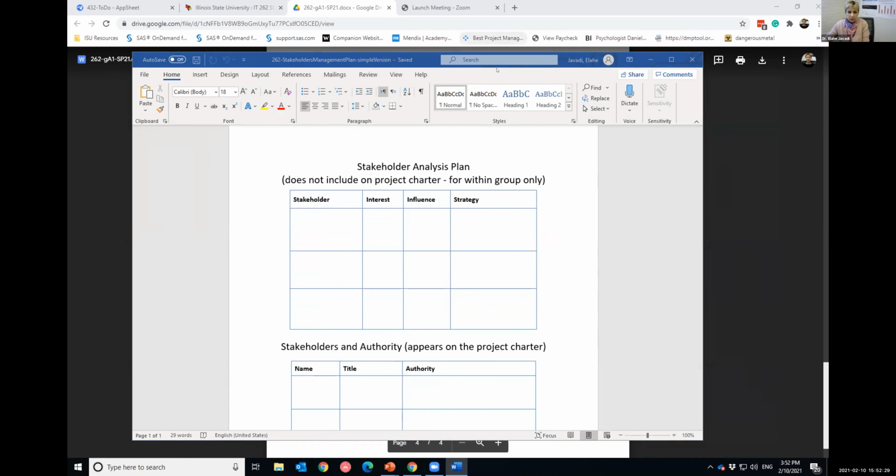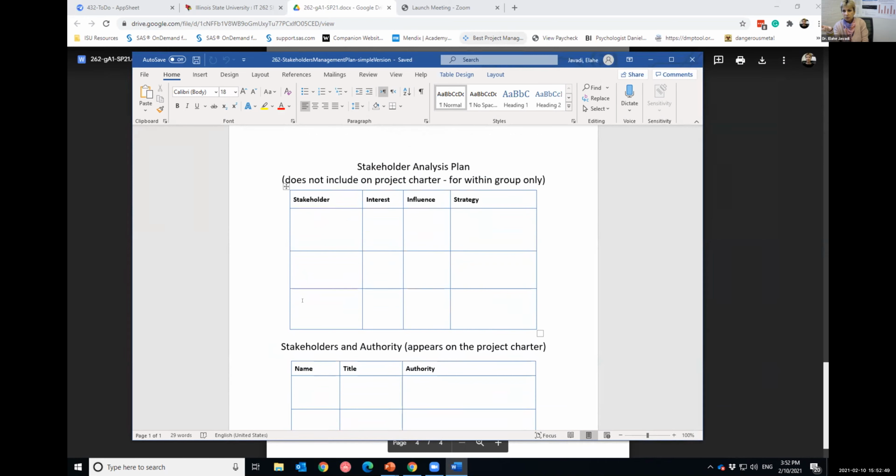So this is the table. I want you to identify 3 stakeholders that would relate to your project's focus area. So I'm gonna ask you a question. What is your focus area? Let's say it's oxygen level. Who are the stakeholders that would be interested or have any influence on your project?